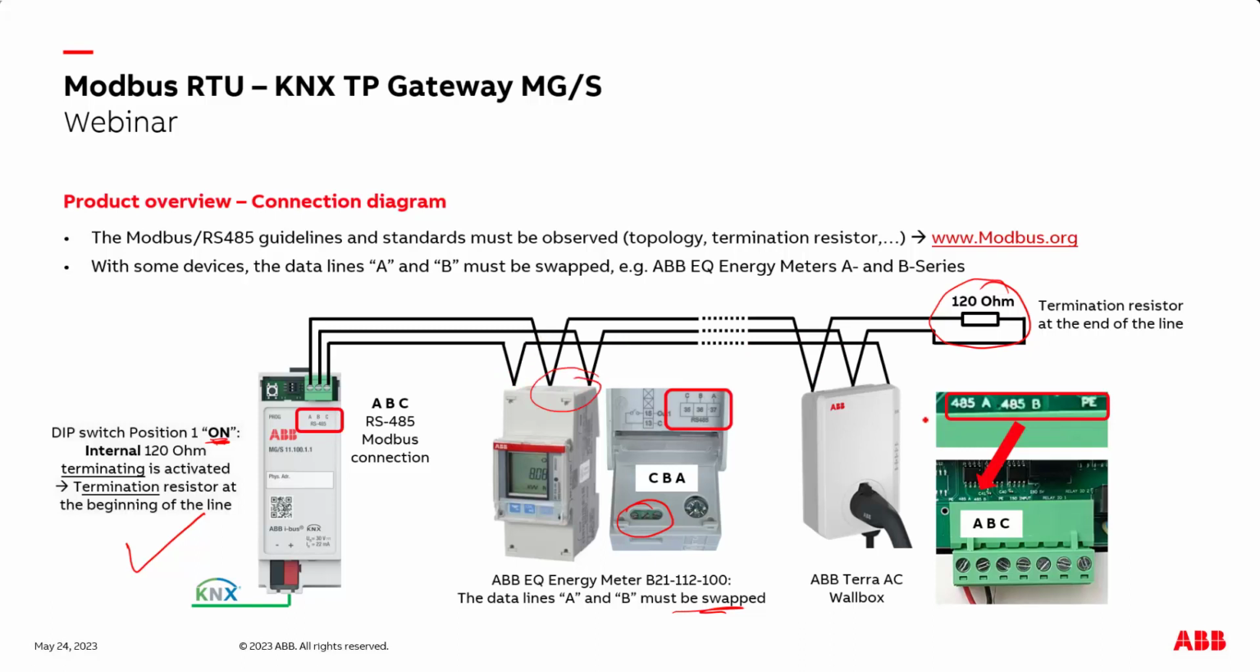The Terra AC Wallbox here on the right side does not need swapping. You go in with A, B, C. You see here a screenshot of the Modbus connection of the Terra AC Wallbox. We have A, B, C, and you also see the description on the wallbox.